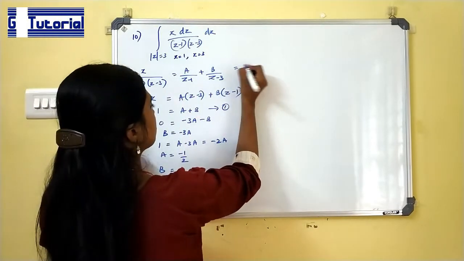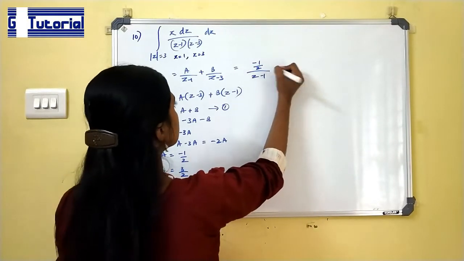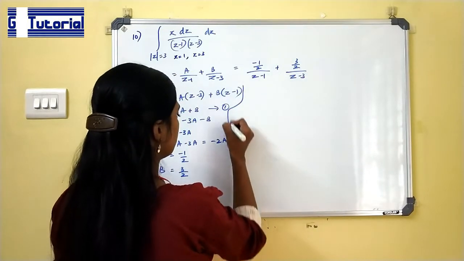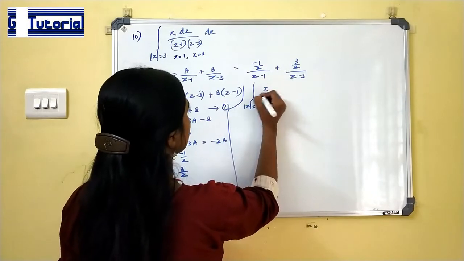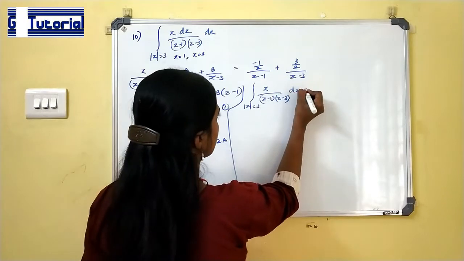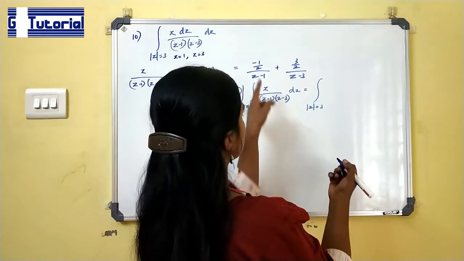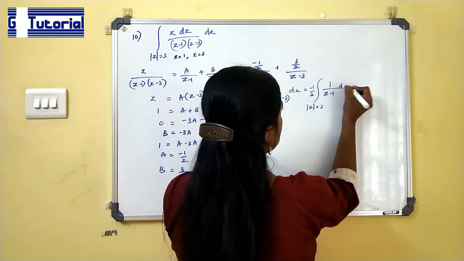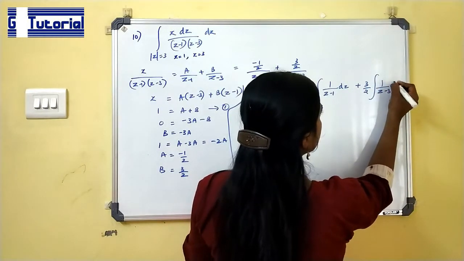Then this equation will be like minus 1 by 2 into 1 by z minus 1 plus 3 by 2 into 1 by z minus 3. So our integral over mod z is equal to 3 will turn into the integral of minus 1 by 2 times 1 by z minus 1 dz, plus 3 by 2 times the integral of 1 by z minus 3 dz.